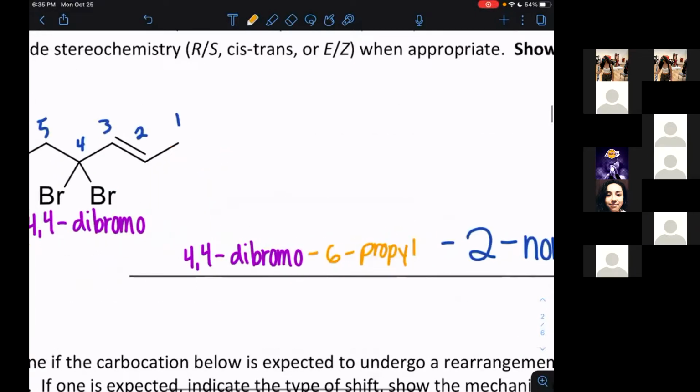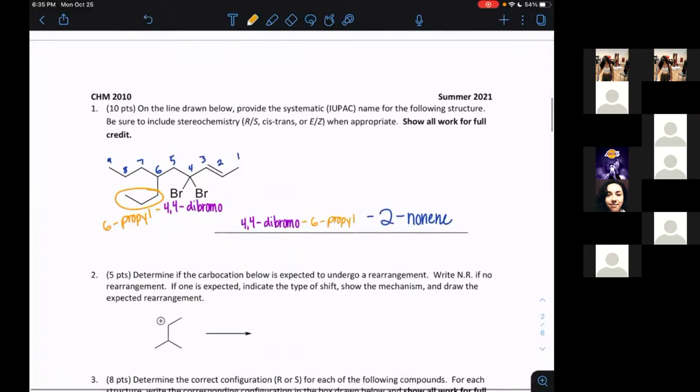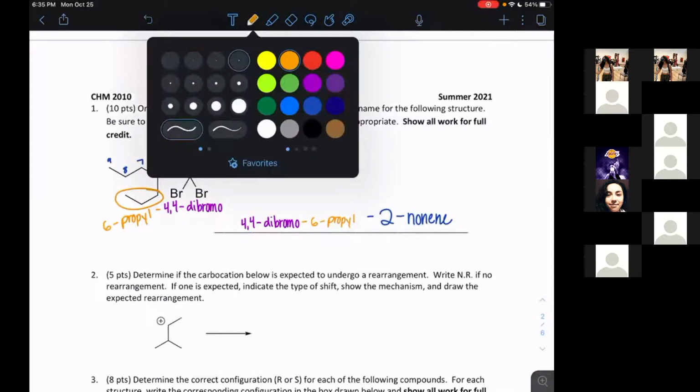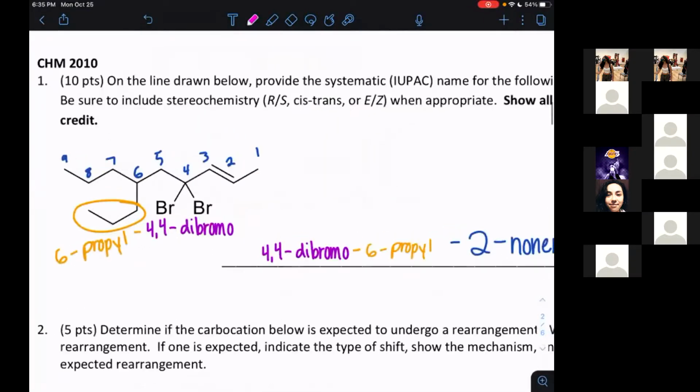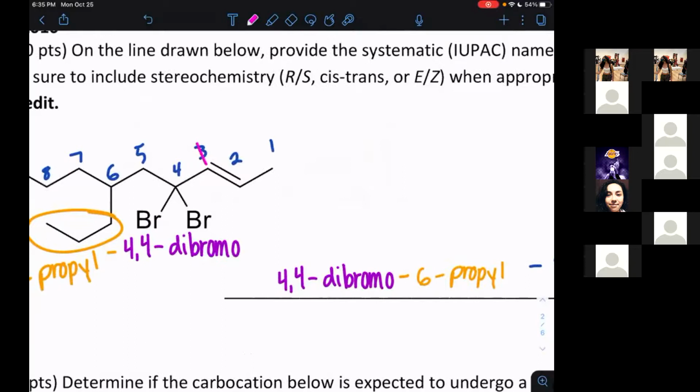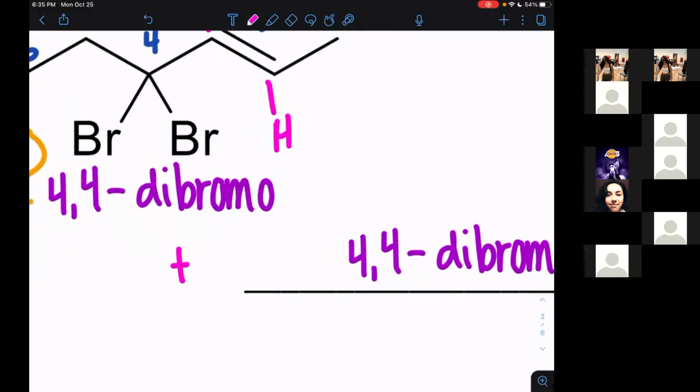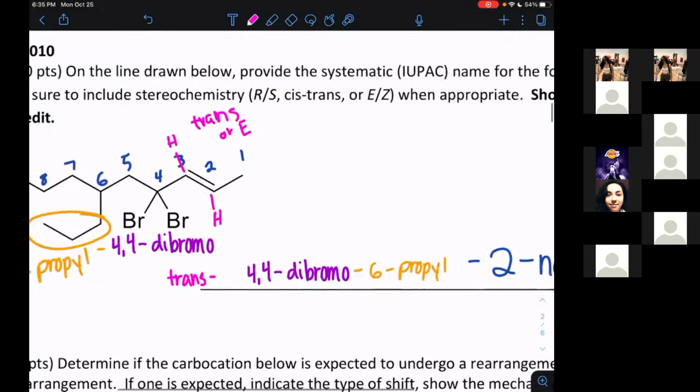Okay. So that's all the substituents, and then we have to do E/Z or R/S and all that. So this one, that's supposed to be an H. Okay, so this is trans, or E. So we'll go trans. And then, let's see.